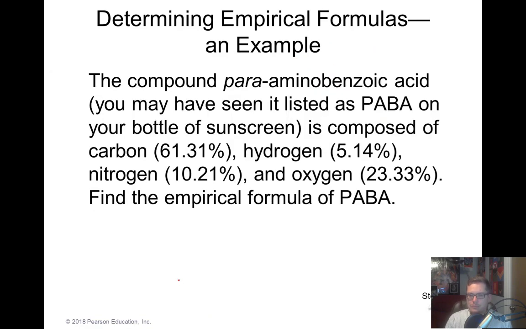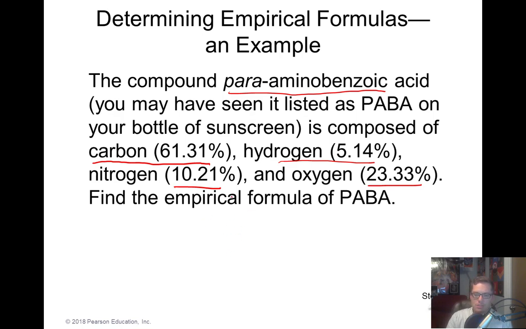All right, so let's try one. Determining empirical formulas, an example. So we start with this guy, para-aminobenzoic acid. It's in sunscreen. All right, its carbon content is 61.31%, hydrogen is 5.14%, nitrogen is 10.21%, and oxygen is 23.33%. Okay, so we've got to find the empirical formula.